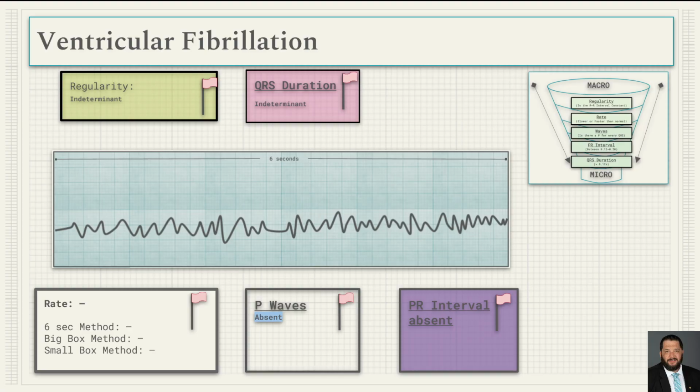This is ventricular fibrillation. Another way to think of the word fibrillation is quiver. So you can just imagine that in this rhythm, the ventricles are just quivering and we're capturing that electrical chaotic nature that's occurring there.